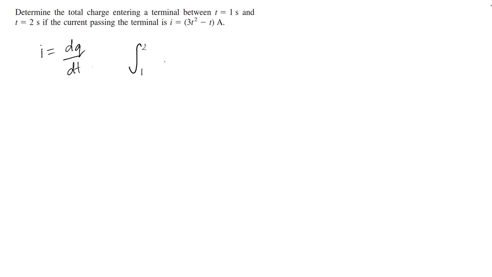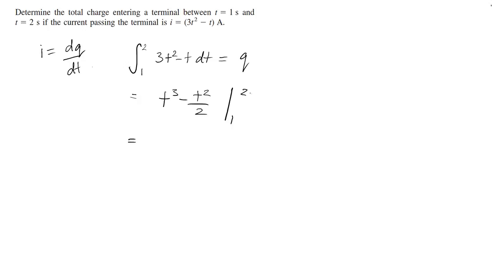In this case, the integral from 1 to 2 of 3t squared minus t dt equals q, since we integrate both sides with respect to time. What we get is t cubed minus t squared over 2, evaluated from 1 to 2.